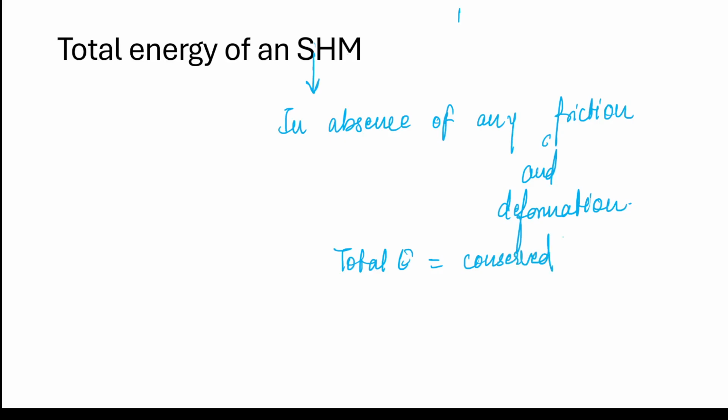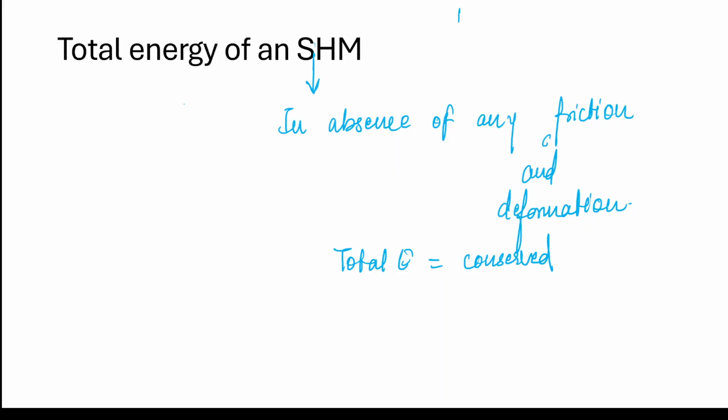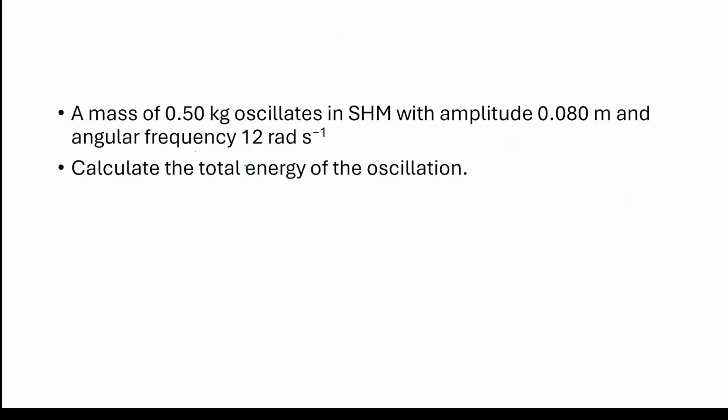Okay, let's just do some questions on this. So again, try and do them yourself, pause and do it. So this one is asking the total energy of the oscillation. Now the total energy could be either the maximum PE or the maximum KE. So I'm taking the total energy as maximum PE, and the maximum potential energy is this.